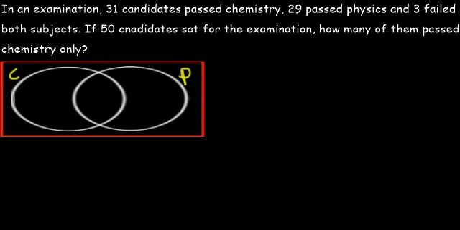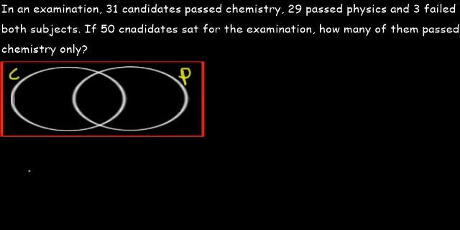Okay, now let's move forward. In an examination, 31 candidates passed chemistry, 29 passed physics, and 3 failed both subjects. If 50 candidates sat for the examination, how many of them passed chemistry only? Now, if you want to try to provide a solution to this problem, feel free to pause the video and try to work it out.